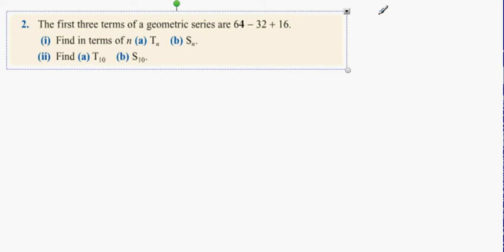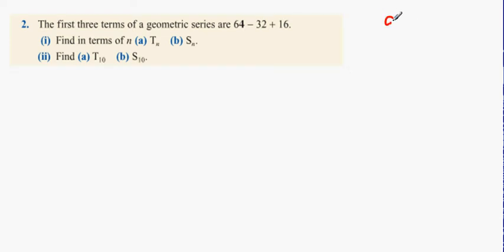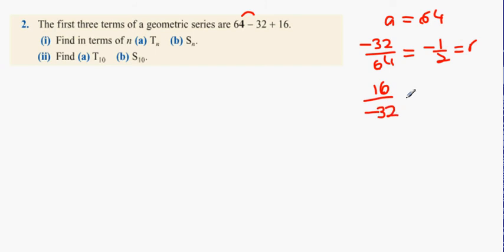So what we're going to do is find the first three terms of a geometric series: 64, minus 32, and 16. What we can find out is that a is 64. We can also find that the ratio between each term is minus 32 over 64, which is minus a half. So r is equal to minus a half each time, or 16 divided by minus 32 is also minus a half, and that's r.